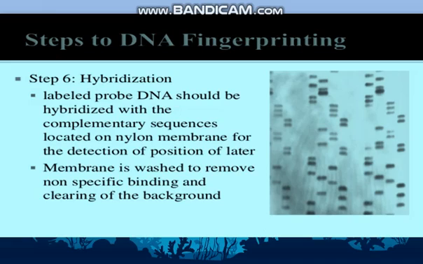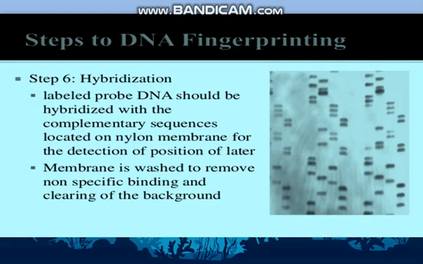So now the next step comes, the hybridization. Now the labeled probe DNA should be hybridized with the complementary sequences located on the nylon membrane for the detection of the position of the later, and the membrane is washed to remove non-specific binding and clearing of the background.